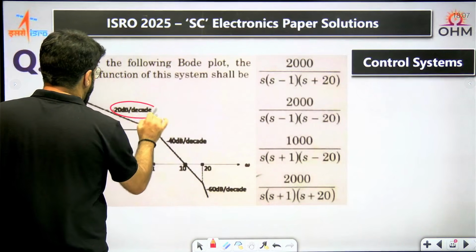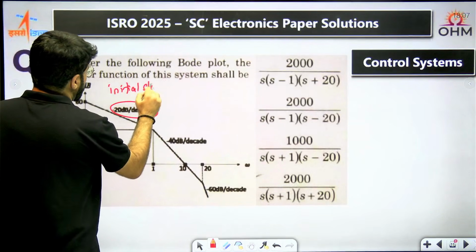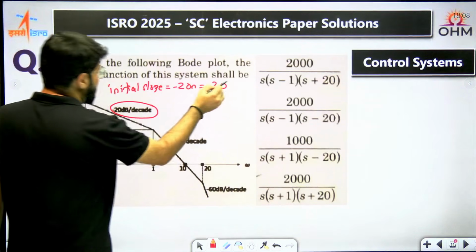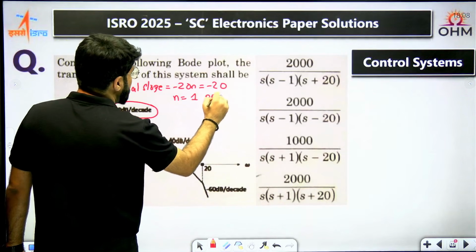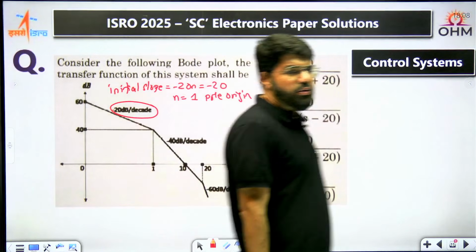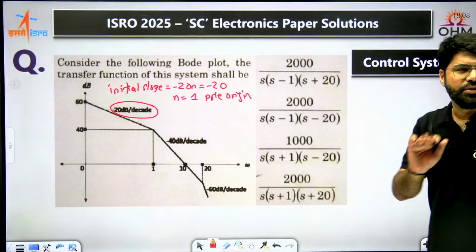Okay, initial slope minus 20. Initial slope is given by what formula? Initial slope minus 20n. If the slope is negative, minus 20n, and it is minus 20, so n is equal to what? What is this n? Pole at origin. So n equal to 1 pole at origin. That is why all the options have a pole at origin, an s term in the denominator.